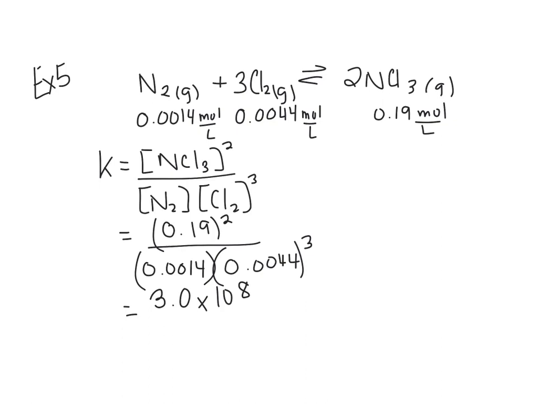So this is really a lot larger than 1. So the large K value tells you that products are favored. So in this case, there's a lot of product, nitrogen trichloride, and so we would say the reaction equilibrium lies to the right. Equilibrium favors the products.